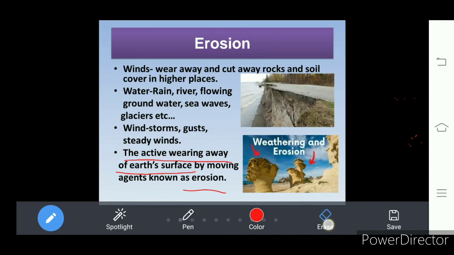See, erosion is different from weathering. What is weathering? Gradual disintegration of rocks by atmospheric forces. And what is erosion? Active wearing. Active wearing in the sense the weathering process becomes very active in the second stage, and it becomes active on the earth surface.